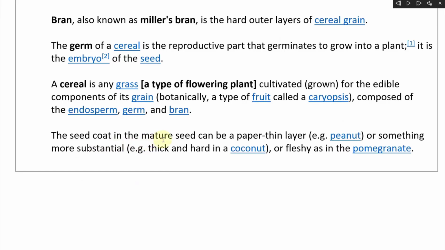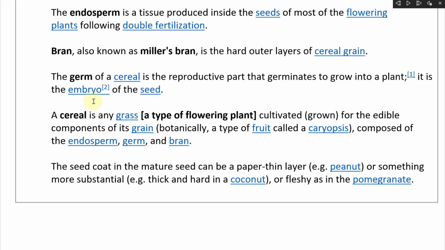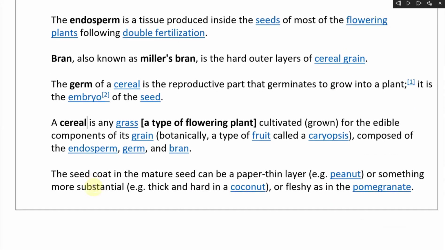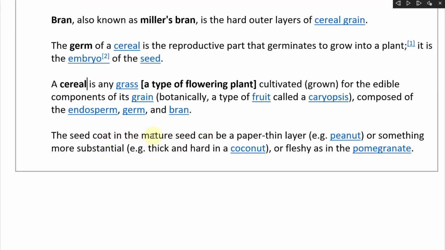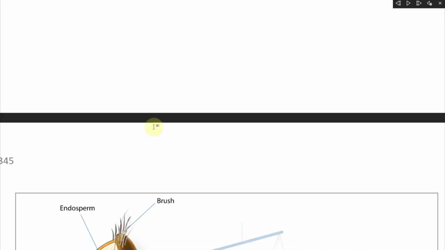So the seed coat in the mature seed can be a paper-thin layer, e.g. peanut, or something more substantial, e.g. thick and hard in a coconut, or fleshy as in the pomegranate. This right here is that bran, also the outer layers of cereal grain. Grain is just the fruit. It's a fruit or grain there, or fruit or seed. The seed coat. Yeah, we mentioned it over here actually.